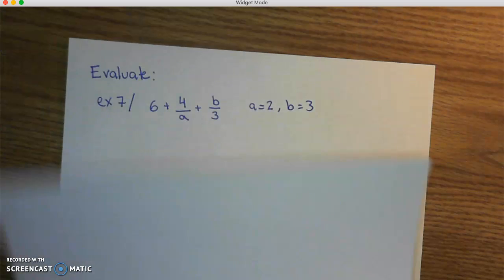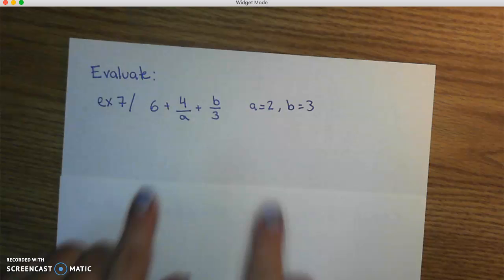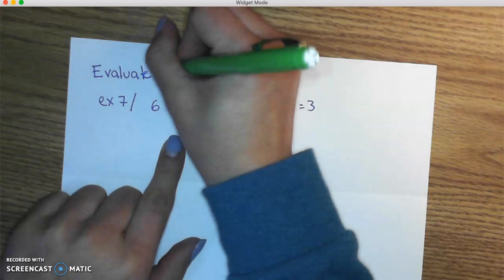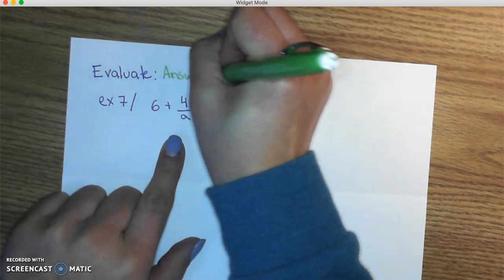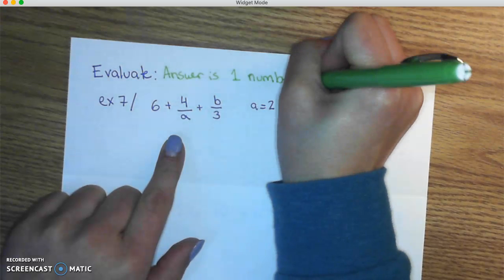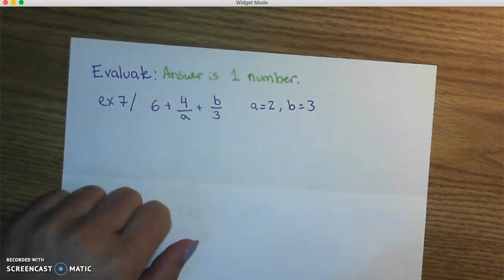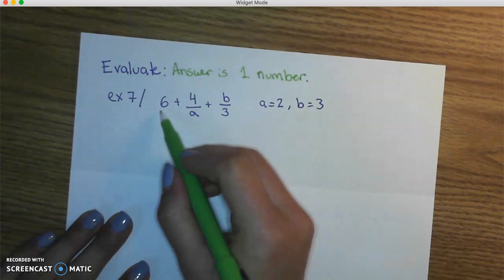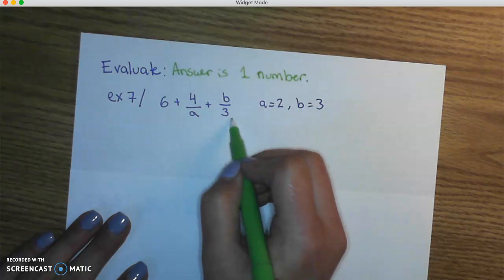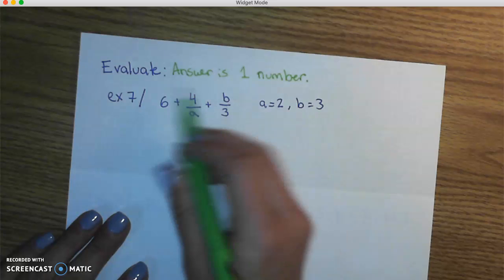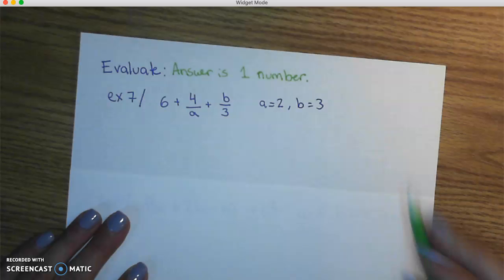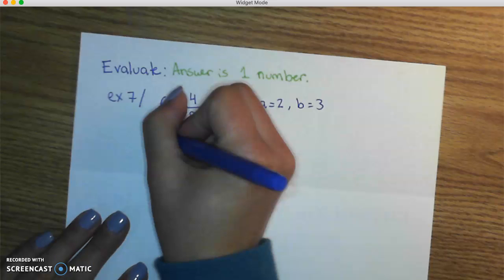All right. So now we're going to evaluate, which means our answer is going to be one number. Before I had variables, now I have numbers. So 6 plus 4 divided by a plus b divided by 3. Well, I have variables. How can I evaluate? I'm giving you values for variables, so we have to substitute.